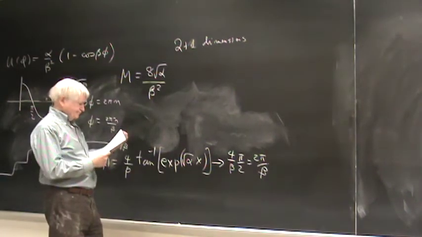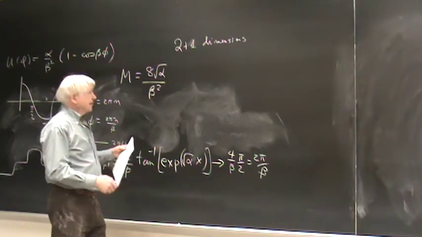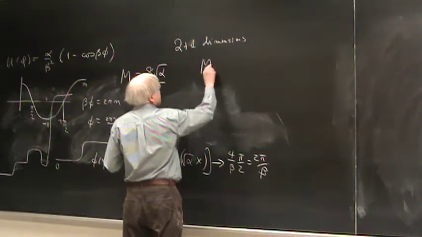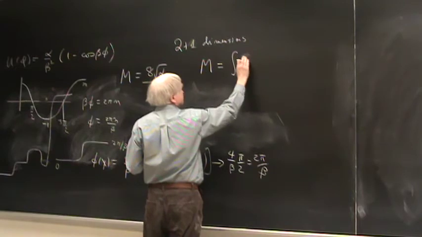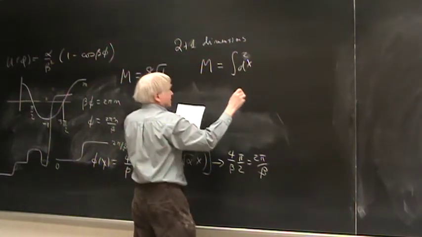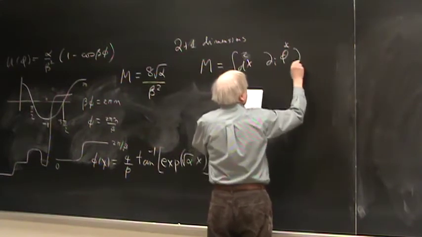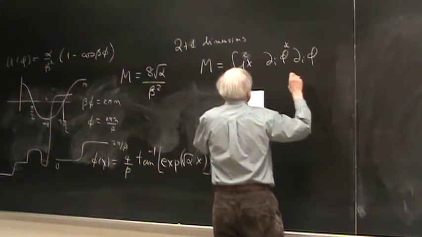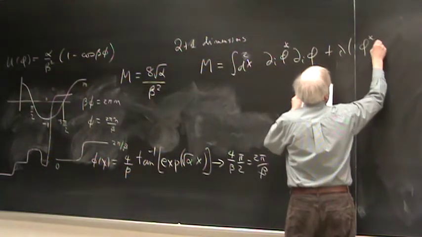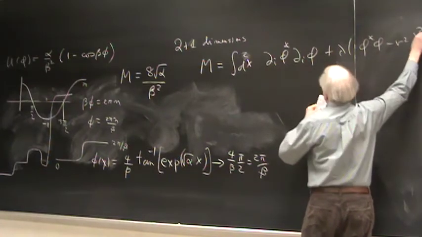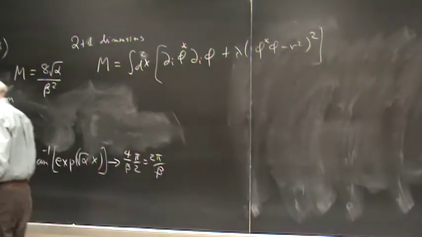Okay. So now let's look at 2 plus 1 dimensions. And if we're just looking at the mass of a thing, then instead of dx, we're integrating over the two space dimensions. We're considering a time-independent solution. So it's grad phi star, and I'm going to use a complex field. So this is the mass.